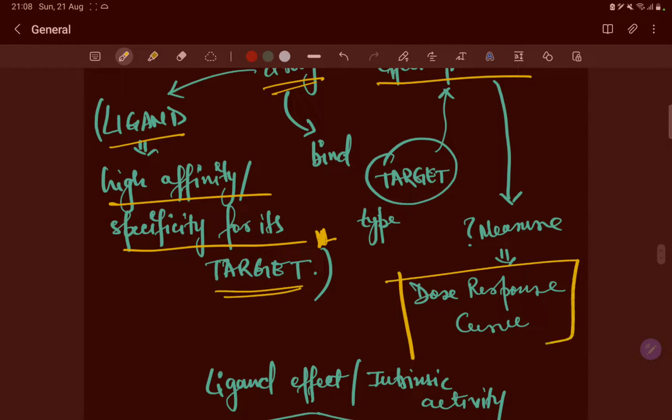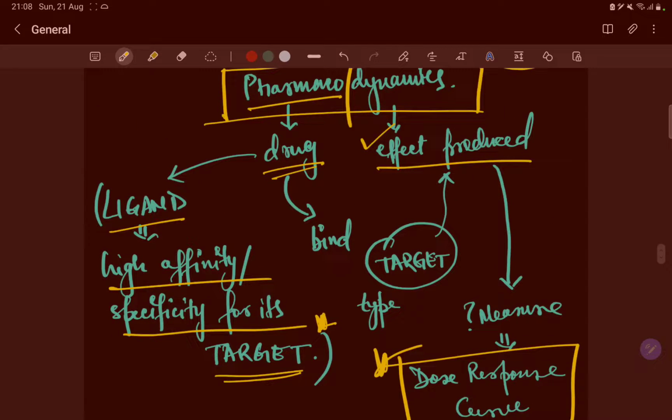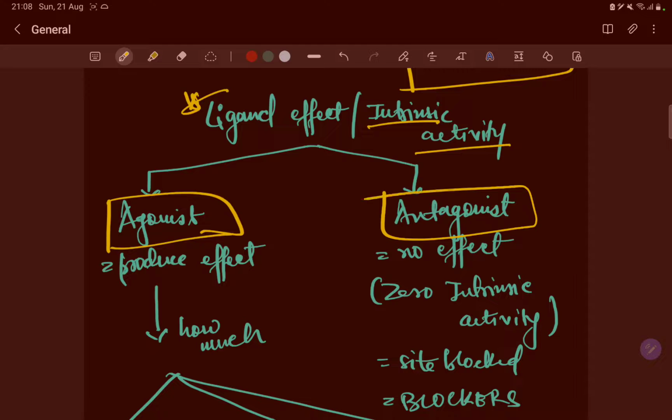Now we measure it via the dose response curve, which will show what the effect is. Now the ligand effect is known as the intrinsic activity, right? So what is an agonist and what is an antagonist? An agonist produces the effect and an antagonist does not produce the effect. So we say the antagonist has zero intrinsic activity.